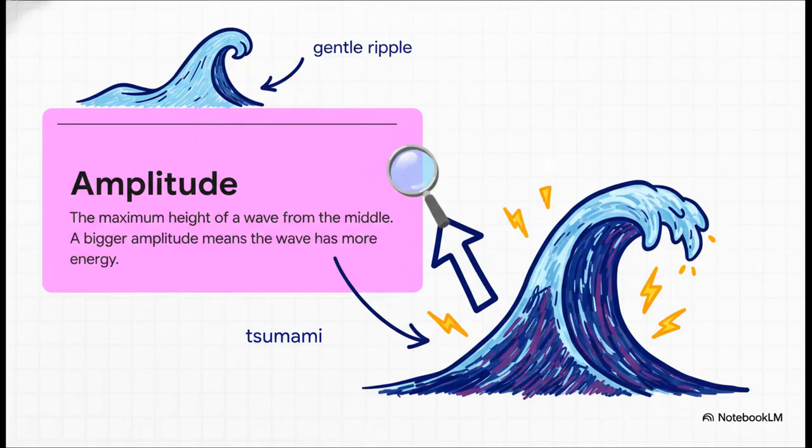This is all about the height of the wave. It's the distance from the middle line up to the very top or down to the very bottom. Now here's the really important part. Amplitude is all about energy. The bigger the amplitude, the more energy the wave is packing. Think about it. A tiny ripple in a pond has a small amplitude. A giant tsunami, that has an absolutely massive amplitude and a whole lot more energy.